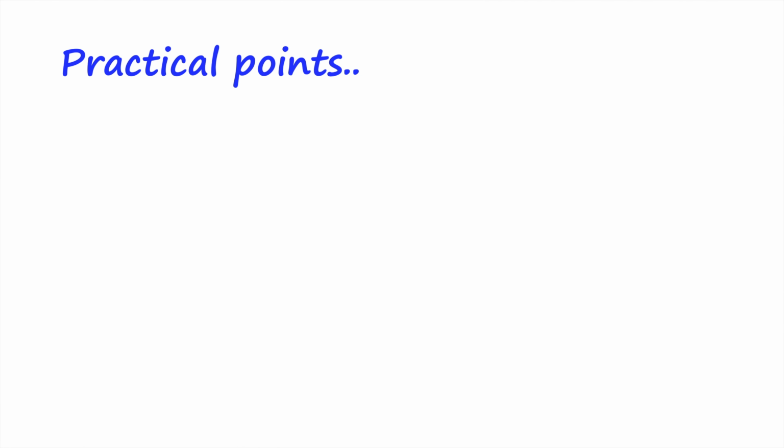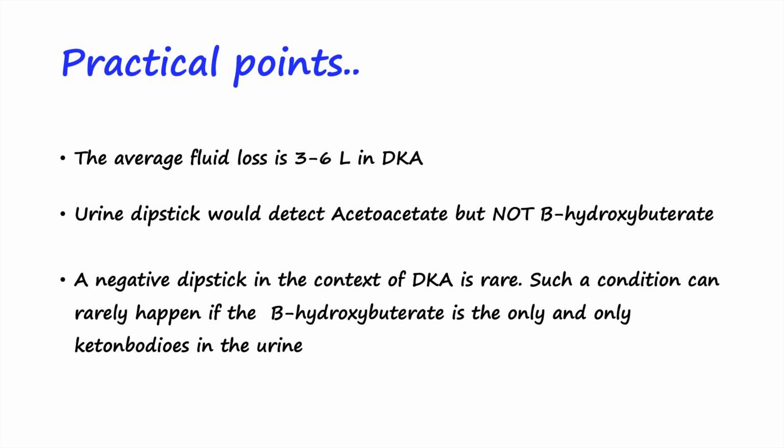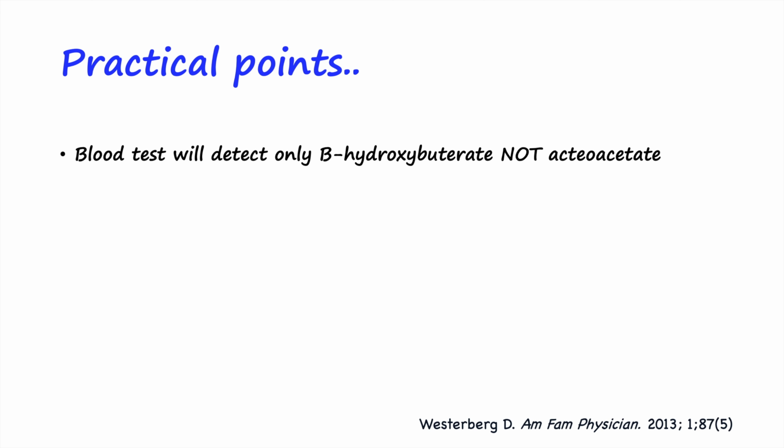Okay, let's move to some of the practical points now. The average fluid loss in DKA is about 3 to 6 liters. Urine dipstick would detect acetoacetate but not beta hydroxybutyrate. A negative dipstick in the context of DKA is rare. Such a condition can rarely happen if the beta hydroxybutyrate is the only ketone body in the urine. Blood test will detect only beta hydroxybutyrate, on the other hand, not acetoacetate.